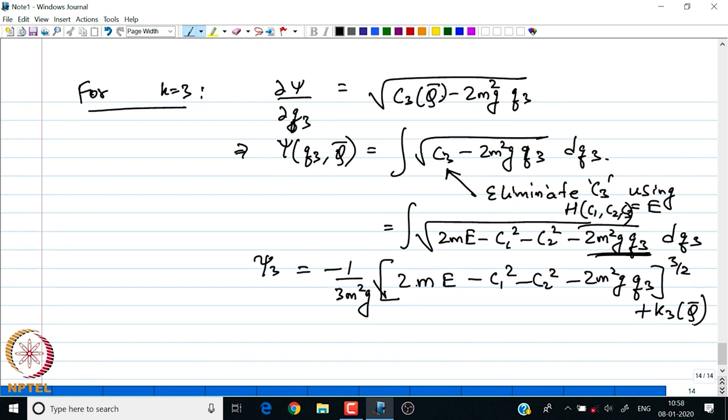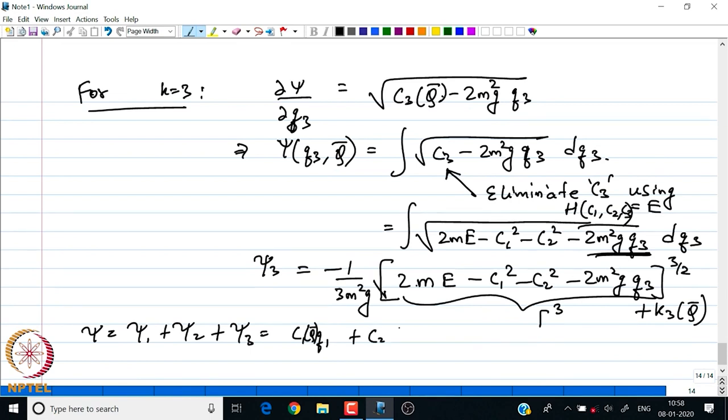Now, notice, let me call this quantity inside the power 3 by 2 as gamma cube, where gamma is the square root of this quantity here, which is underlined, right. So, my solution psi is psi 1 plus psi 2 plus psi 3, and these are nothing but C1 of Q bar times Q1 plus C2 of Q bar times Q2 plus, in the third expression, I have minus 3 m square g of gamma cube plus k of q bar, right.